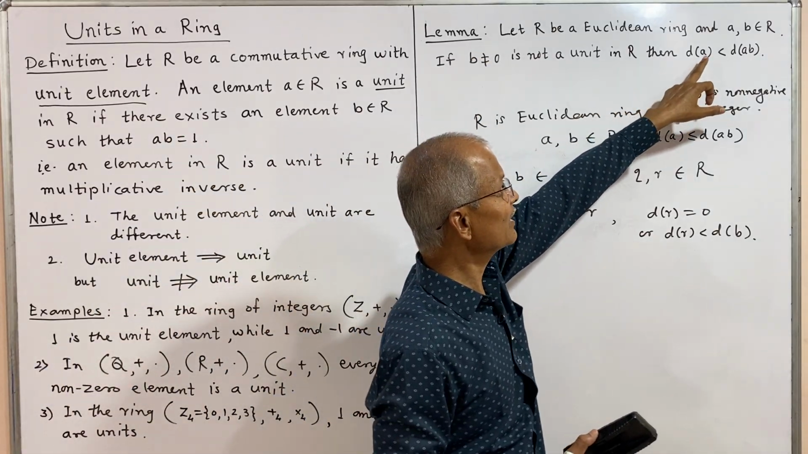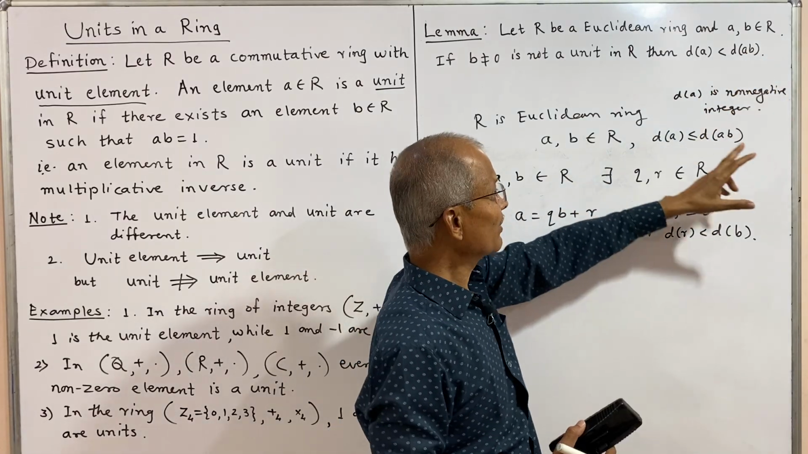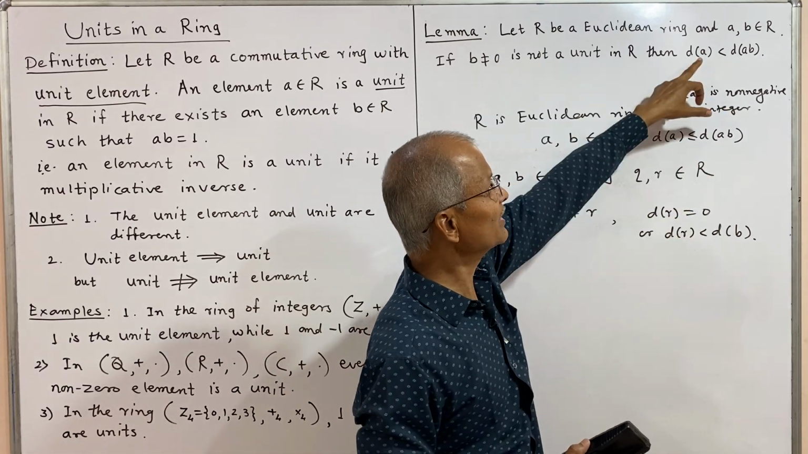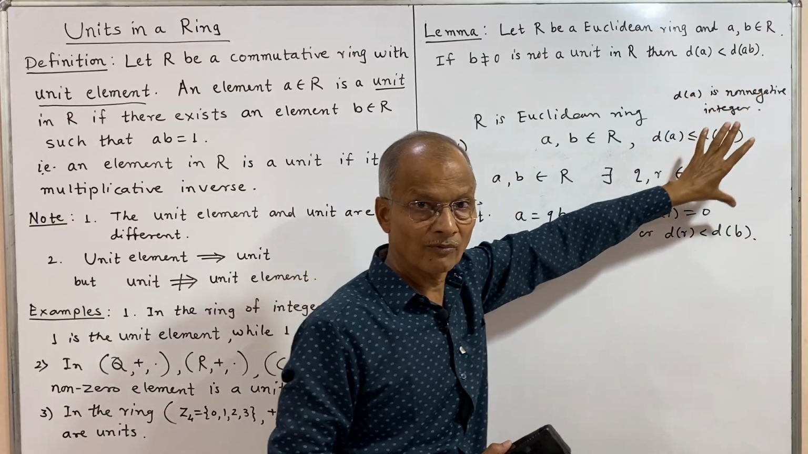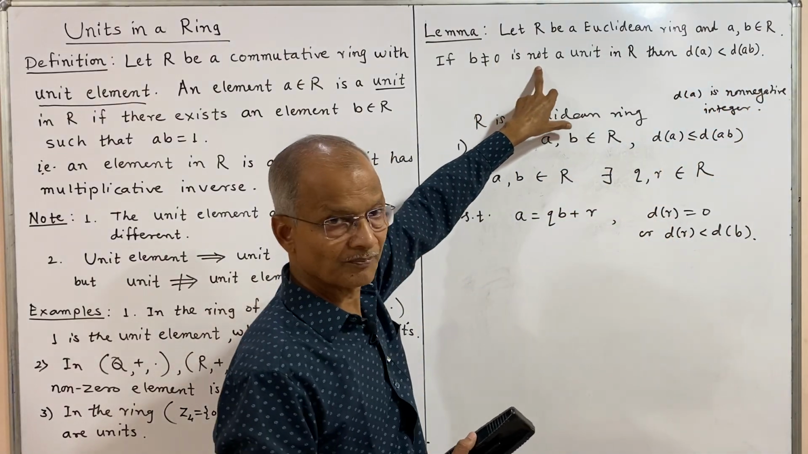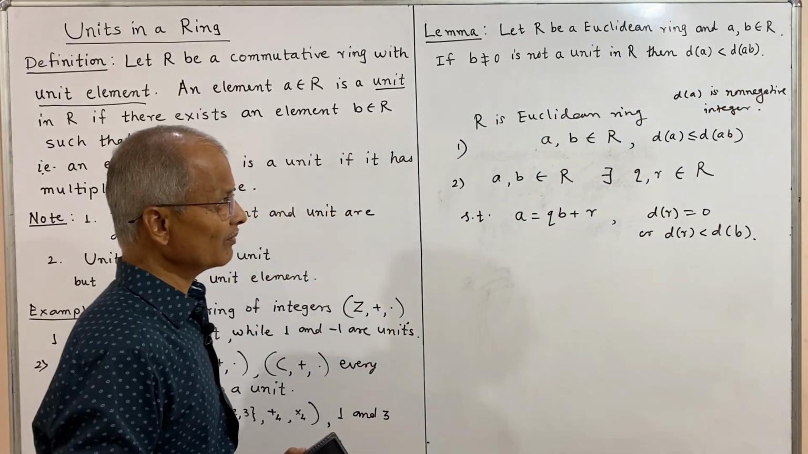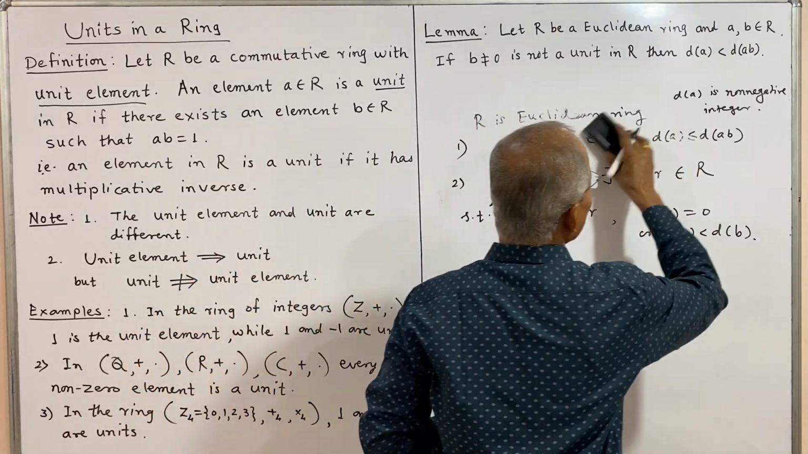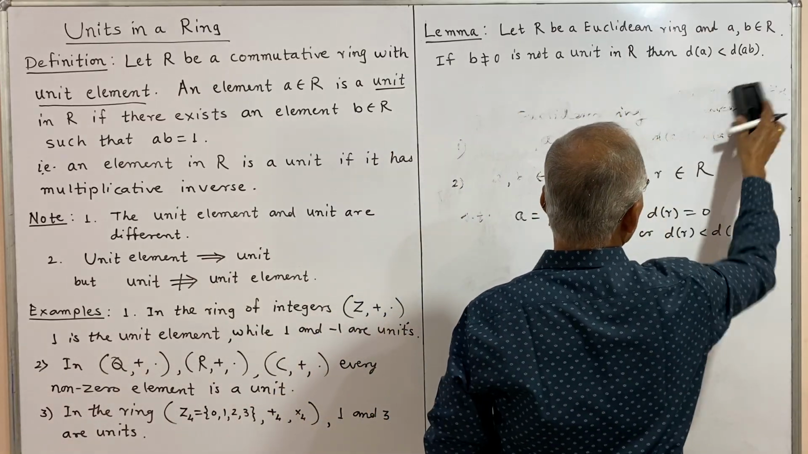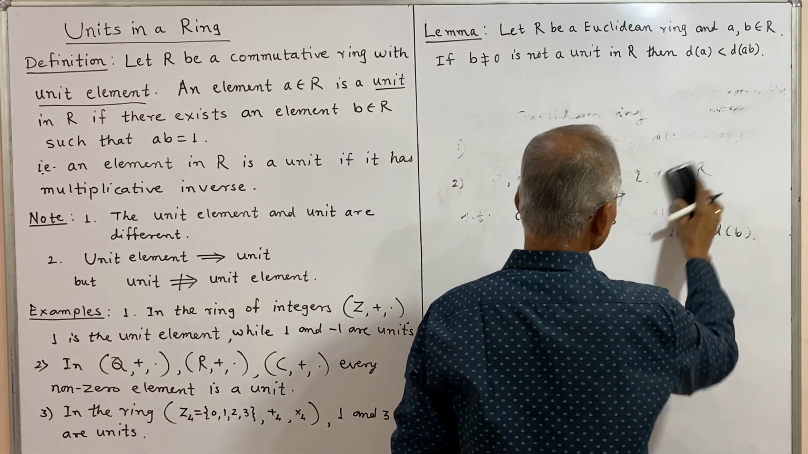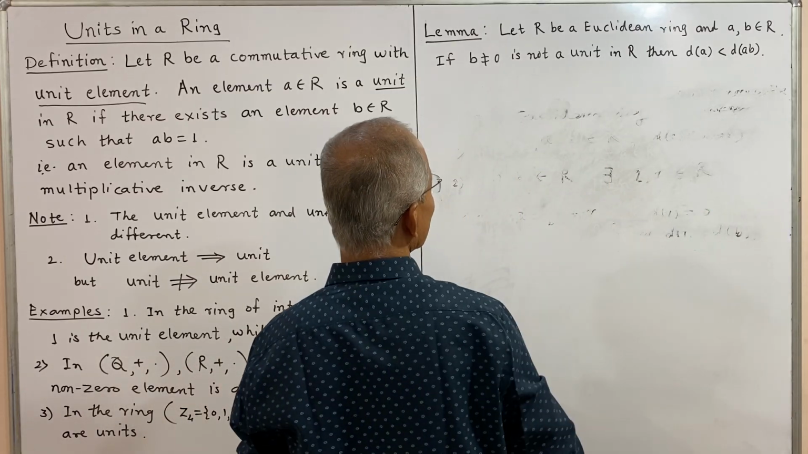Usually the D value of A is less than or equal to the D value of A times another element, that is AB. But here this equality possibility is discarded, and we get the D value of A strictly less than the D value of AB when B is not a unit. If B is not a unit, then the D value of A is strictly less than the D value of AB. So to prove this, we shall consider an ideal of R, and we shall denote that ideal by A. So we shall write the proof as taking an ideal.